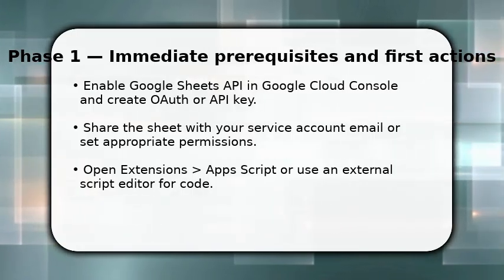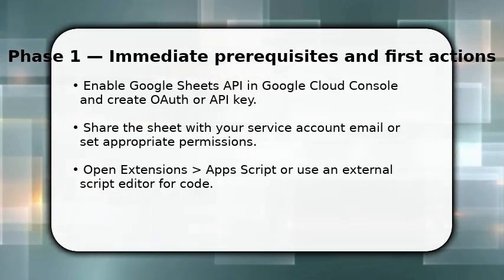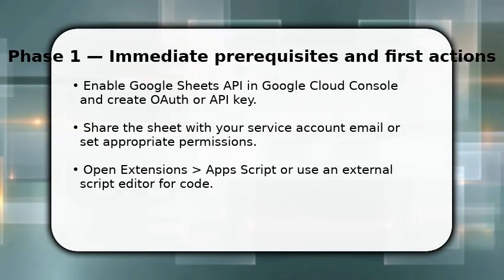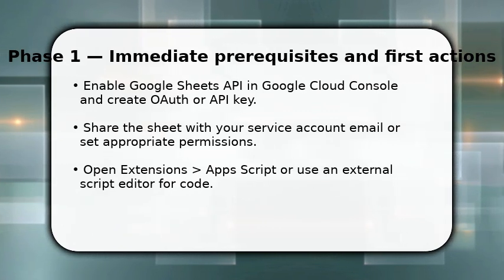Now open Extensions, choose App Script, and create a new script file. This is where you'll call the API. Make sure to set the correct sheet ID and range before coding.